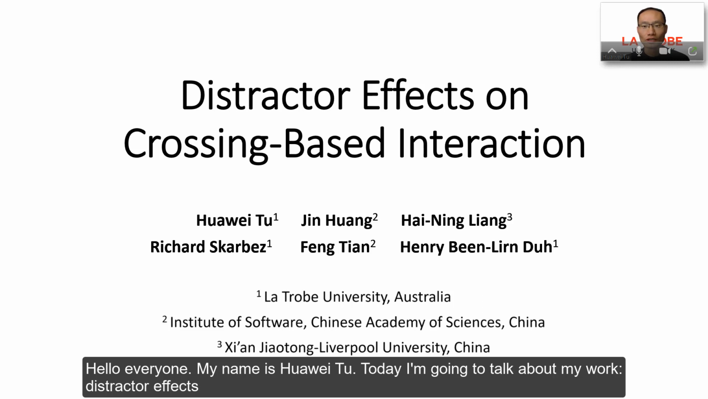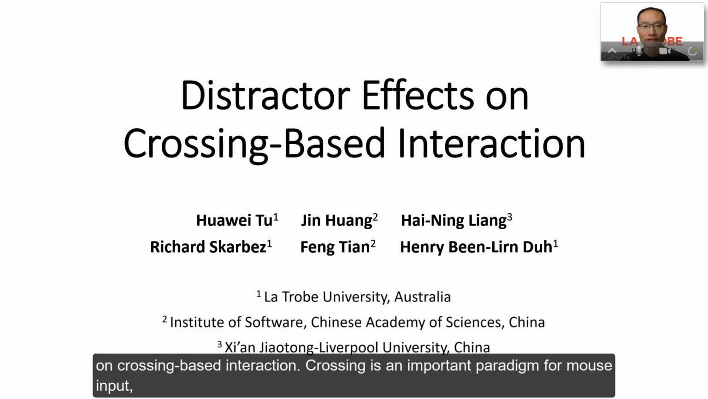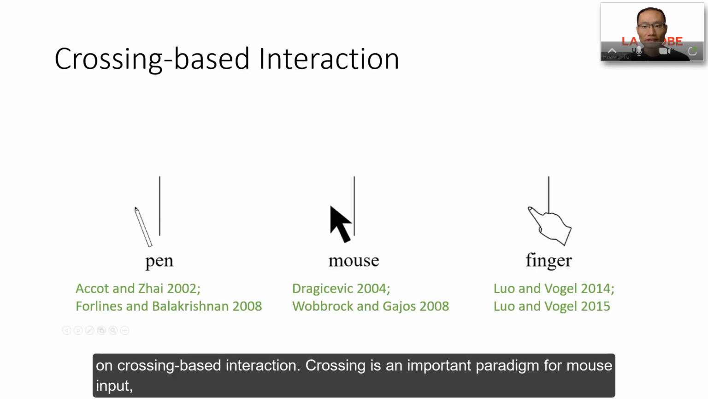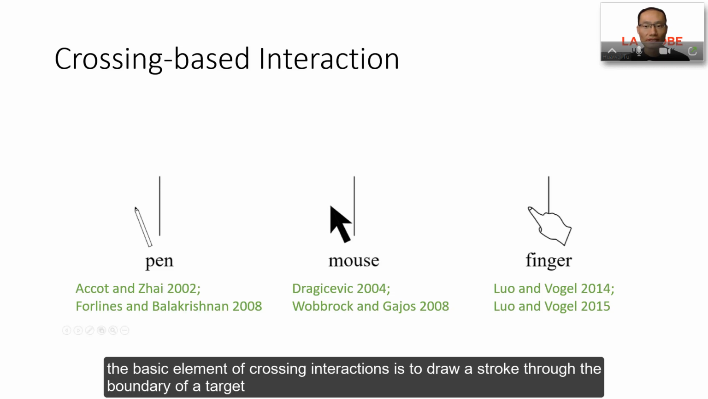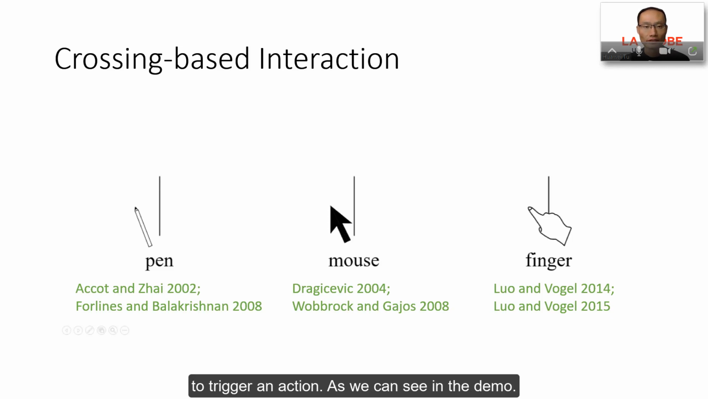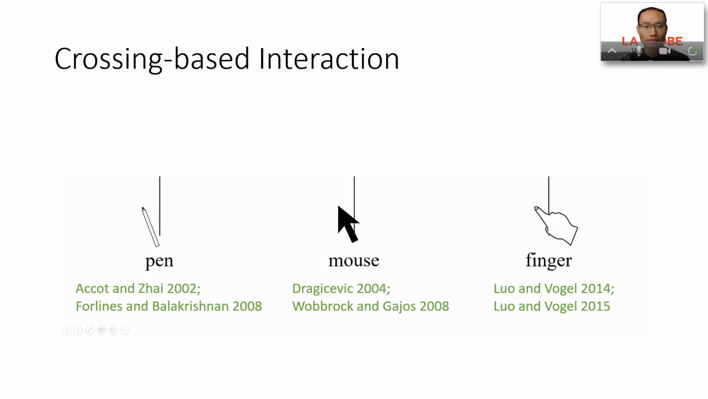Today I'm going to talk about my work, Distractor Effects on Crossing-Based Interaction. Crossing is an important paradigm for mouse input, stylus input, and direct finger touch. Unlike classic point-and-click interactions, the basic element of crossing interactions is to draw a stroke through the boundary of a target to trigger an action, as we can see in the demo.